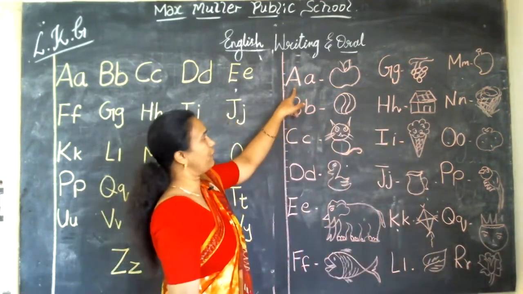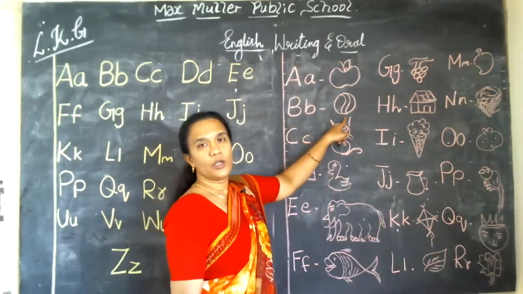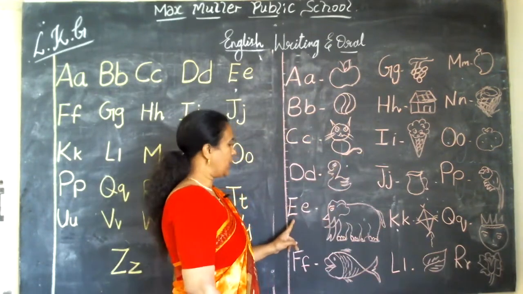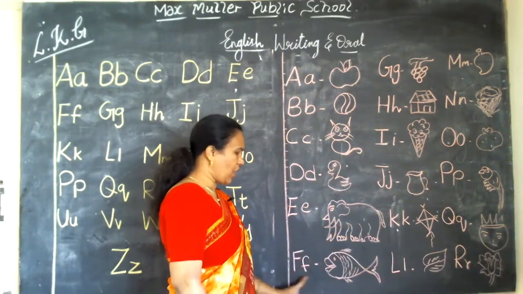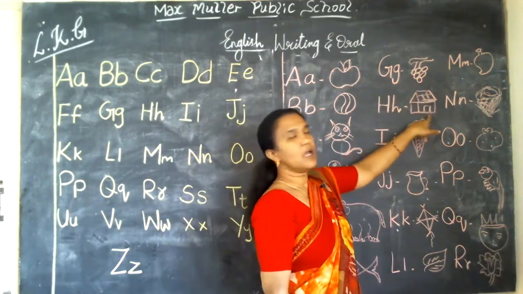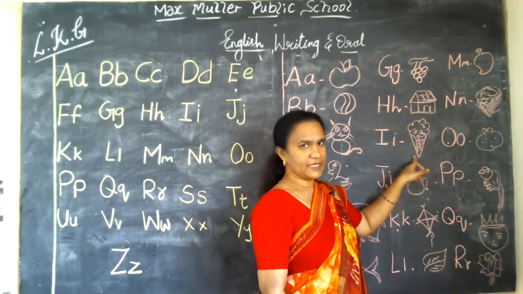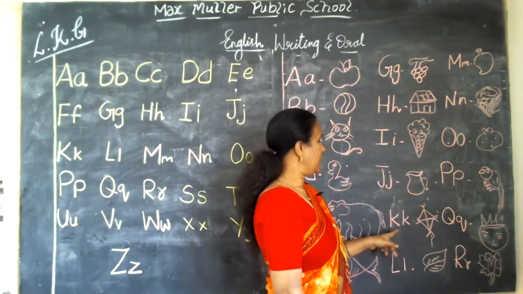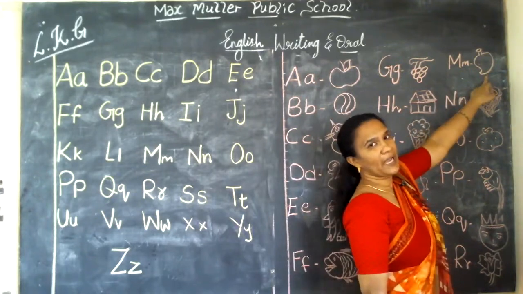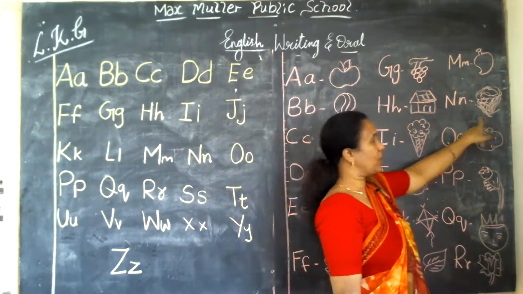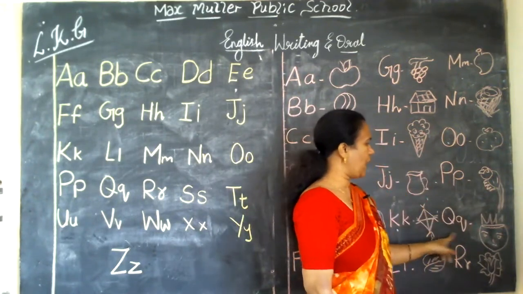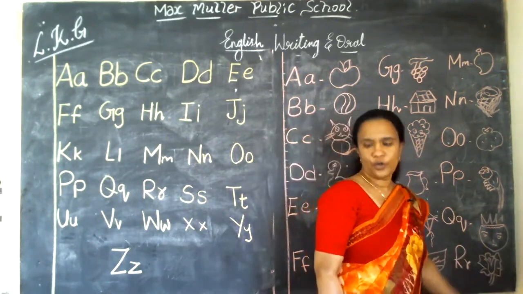Rose. Read once again. A for apple, B for ball, C for cat, D for duck, E for elephant, F for fish, G for grapes, H for house, I for ice cream, J for jug, K for kite, L for leaf, M for mango, N for nest, O for orange, P for parrot, Q for queen, R for rose. Okay.